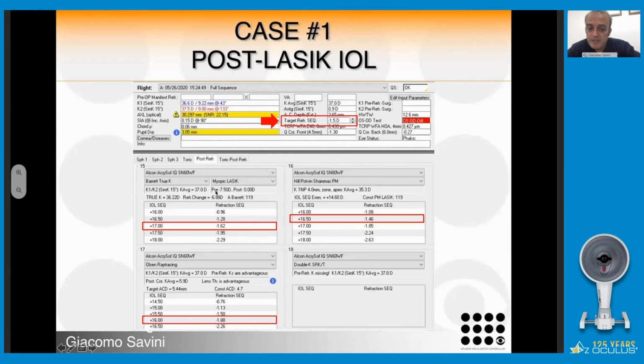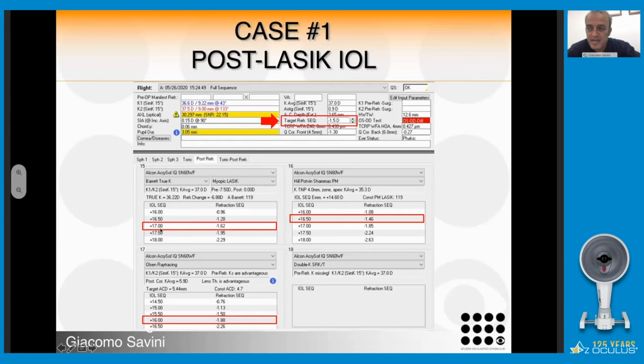That means the Barrett 2K, the Hill-Potvin-Shammas post-myopic, and now we have also the Olsen ray tracing, which is a ray tracing that takes into account every little point on the cornea, a great advantage. And you see that the calculation was ranging between 16 diopters and 17.